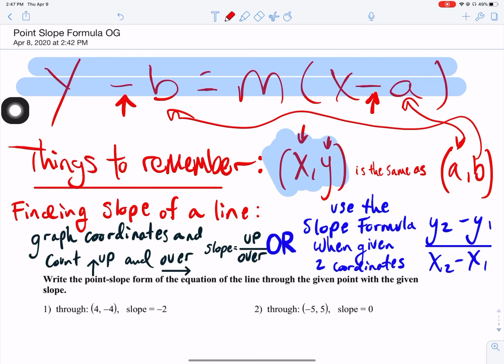Okay? And then the part I just taught you, things to remember. You can find the slope of a line by graphing the coordinates and then count up and over like we did. Or you can use the formula y2 minus y1 over x2 minus x1, your choice.